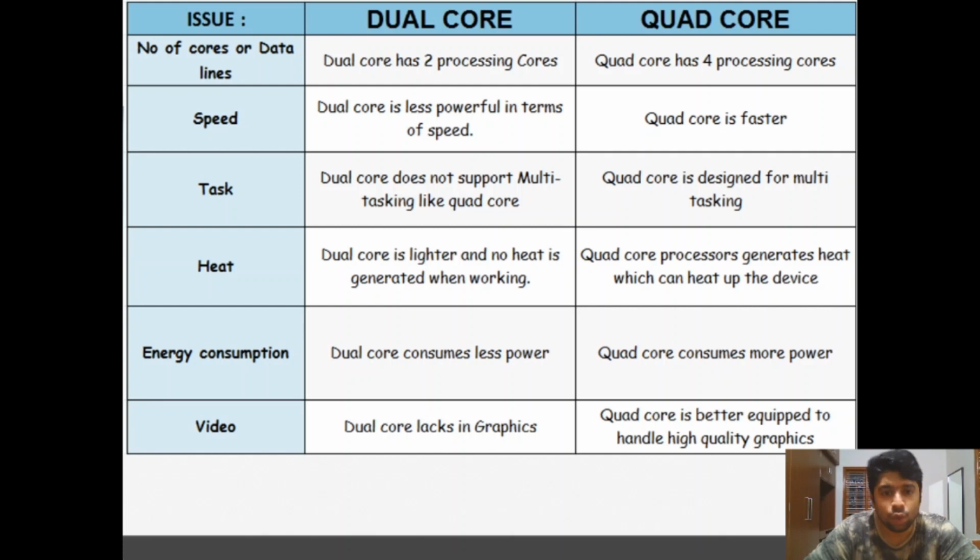Heat: dual core is lighter and no heat is generated when working, of course, because there are only 2 cores. But coming to quad core, 4 cores are there. Quad core processing generates heat, which can heat up the device, because again multitasking and multi-programming will be done. Energy consumption: dual core consumes less power, quad core consumes more power. Video: dual core lacks in graphics, but quad core is better equipped to handle high quality graphics.